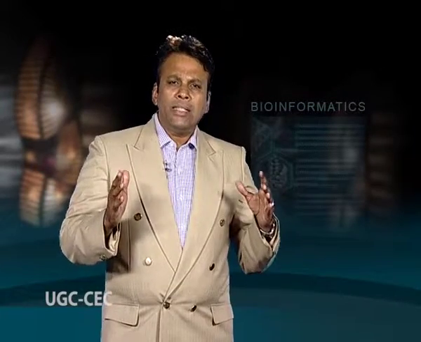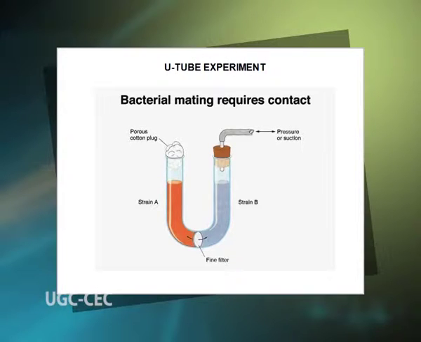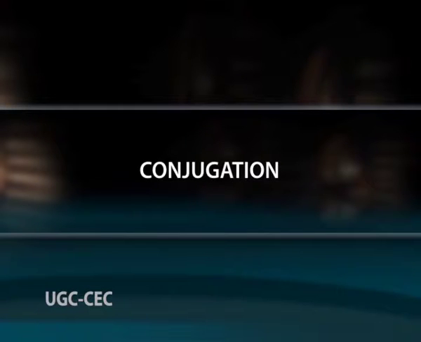Whether cell contact is required is tested by carrying out a so-called U-tube experiment, in which bacteria of two different genotypes are placed in opposite arms of a U-shaped culture tube. The two cultures of bacteria are separated by a semi-permeable membrane filter containing pores large enough to allow DNA molecules and viruses, but not cells, to pass through it. Conjugation cannot occur in the presence of DNase, and in the absence of cell contact it must be due to transduction. Now let us see about conjugation.